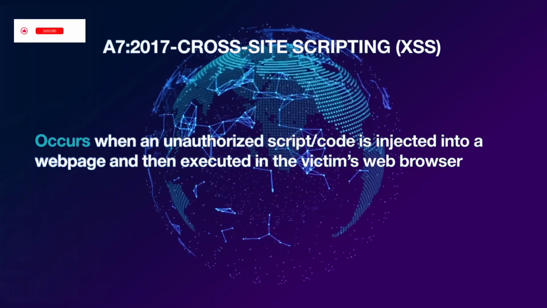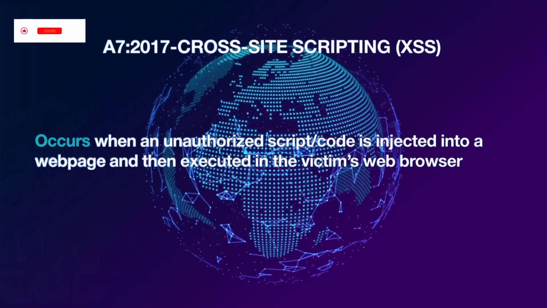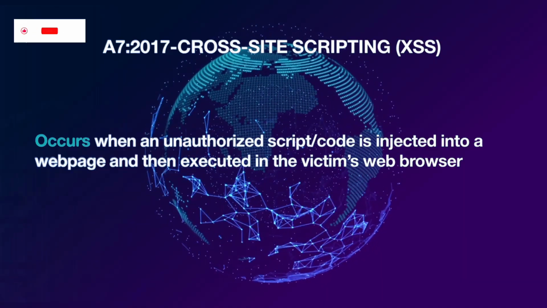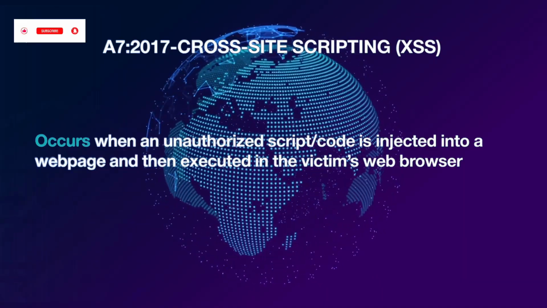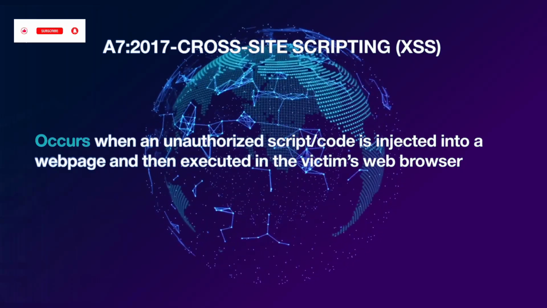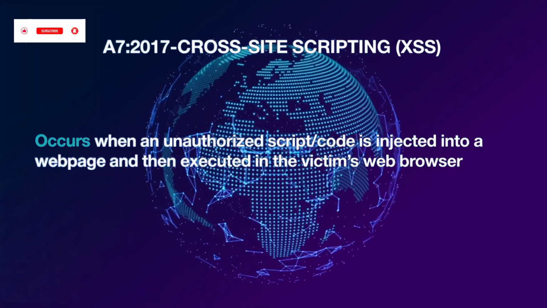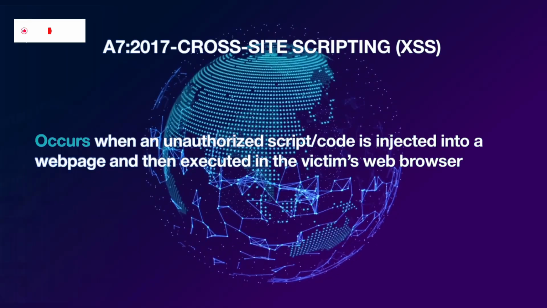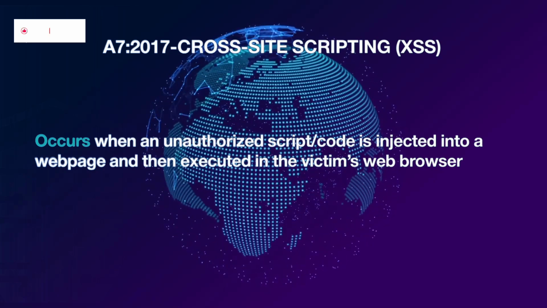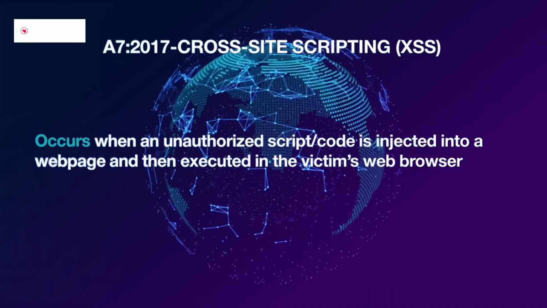This occurs when an unauthorized script or unauthorized code is injected into a web page and then it is executed in the victim's web browser. So this is a browser side injection attack. We talked about injection. That was the very first top 10 risk we talked about in the previous video. This is a form of an injection attack. This attack is always executed in the web browser. The idea is to trick the web browser and take advantage of the trust that the browser has with the web server. Now, there are 3 ways that this can be done: the stored, reflected, and DOM based.